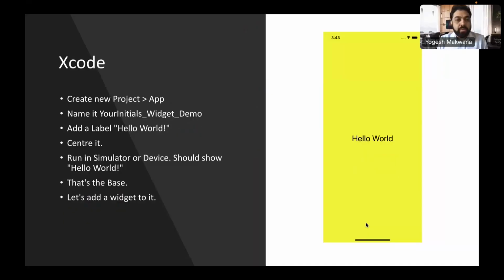All right, so what we'll do is open Xcode and create a new project of type app, and you're welcome to name it widget demo with your initials. This is going to be a very simple app, just a label in the center, so that what we can do beyond that is explore how widgets work, how a widget is added, and how to program it to do various things that we may want to do.